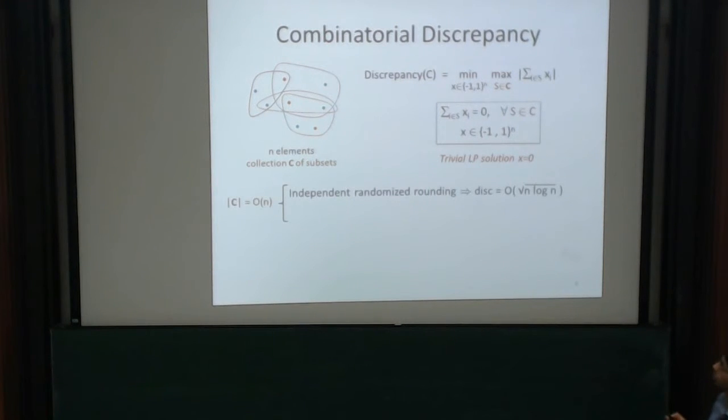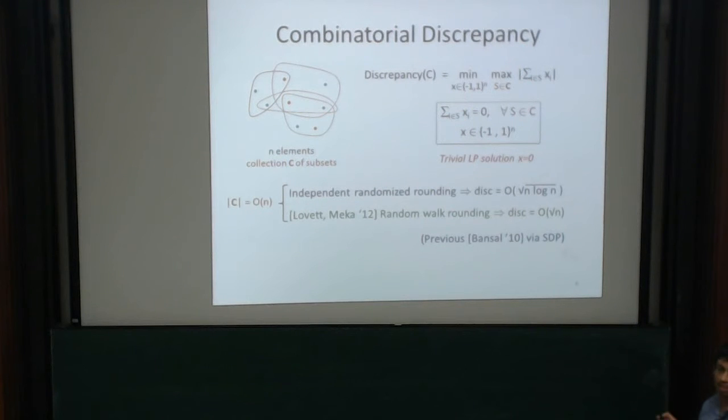And what's known for this, for a long time, the best rounding algorithm was essentially just randomized rounding. So in this setting where you have a linear number of sets, if you just choose a sign for every variable independently with probability half, then you can show that the discrepancy is going to be at most square root of n log n. And there was a non-constructive result due to Spencer which showed that in this setting there exists a coloring which is at most a constant times square root of n. So it's better by the square root of log n factor. And for a long time that was non-constructive.